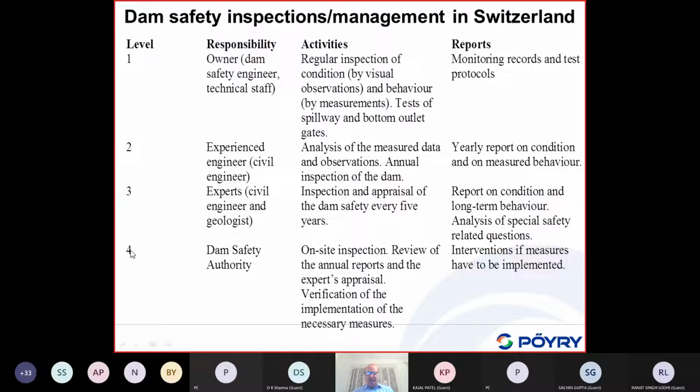And then there is number four. I must say these experts are doing the 5 years inspection, this is what we have done in Switzerland. I've seen in Korea and in Malaysia, basically they use 10 years. We think that is a little long. Of course, the more frequent you do it, the better. But in some parts of the world, they feel they have too many dams, so it would be appropriate to do it only every 10 years. But I think 5 years is a good period.